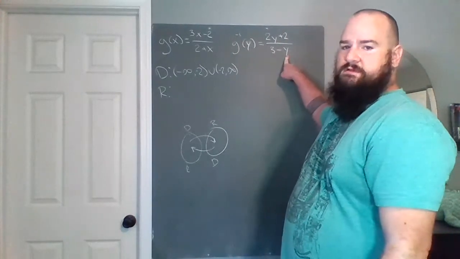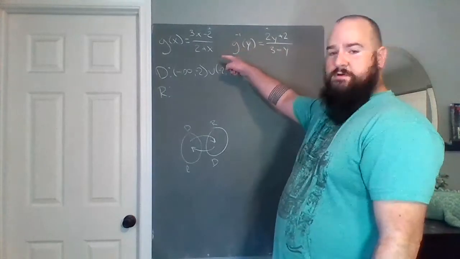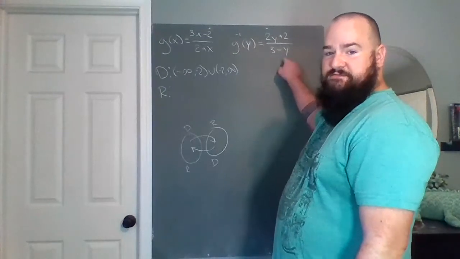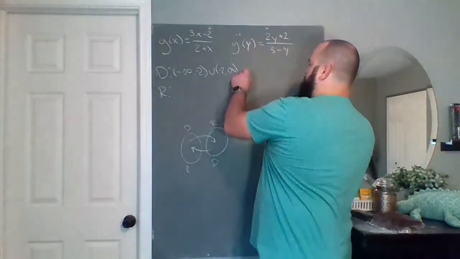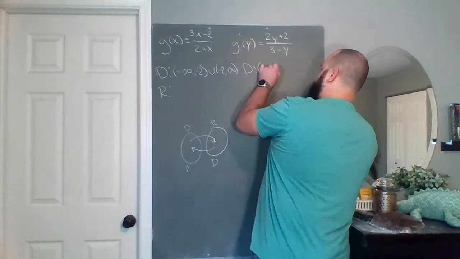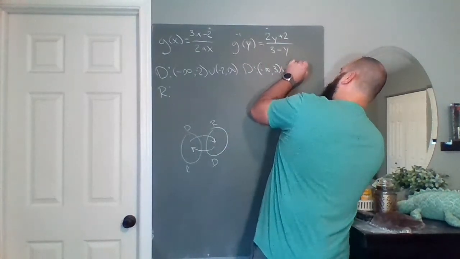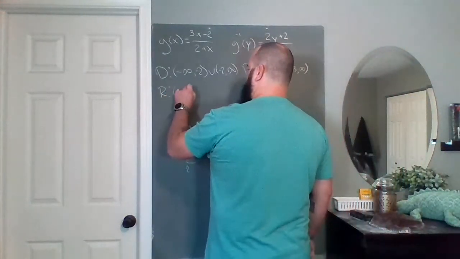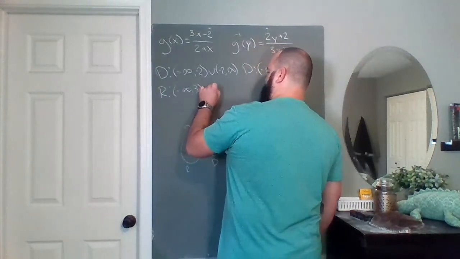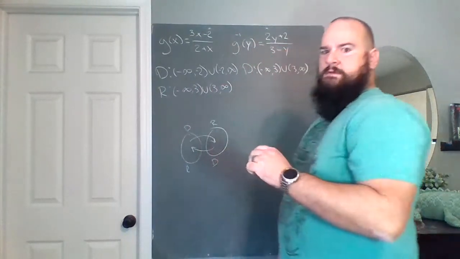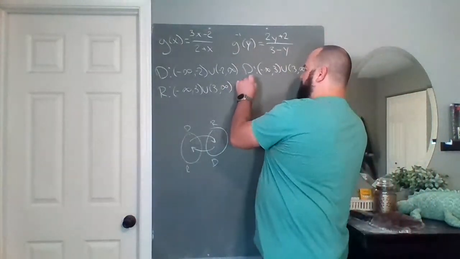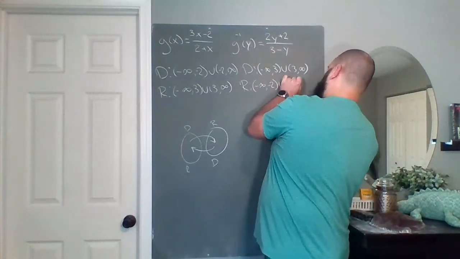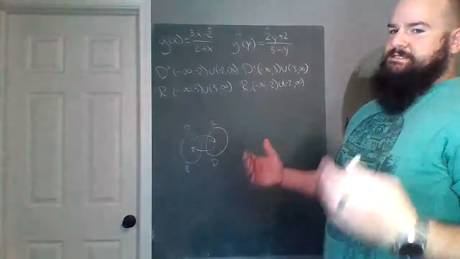What's the domain here? Well, the domain here is, again, everywhere where the denominator is not 0. The only time the denominator is 0 is when y is 3. So it's everything except 3. So that's the domain here. Which means that's also the range here. So that must mean then the range here, that's it. There you go.